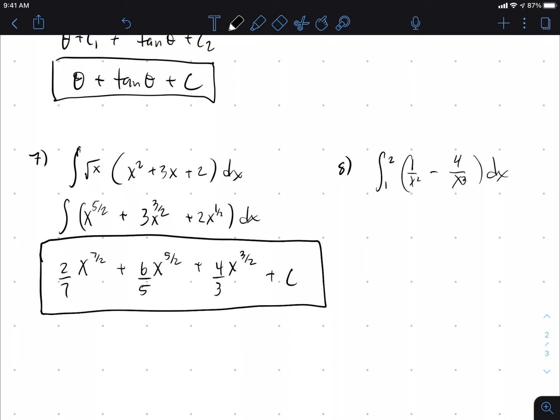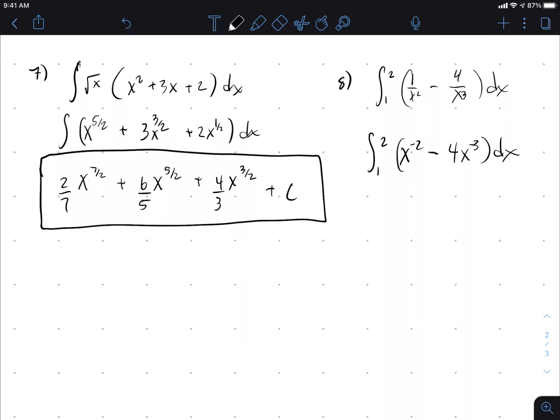Okay, so when I go to attack a problem like this, the first thing that I'm going to do is go to negative exponents. And the reason I go to negative exponents is because I want to be able to use the power rule, because it's the easiest rule for me to use, correct? So if I use the power rule, I'm going to get x to the negative 2 plus 1 over negative 2 plus 1, minus 4 times x to the negative 3 plus 1 over negative 3 plus 1. And then obviously it's evaluated from 1 to 2, correct?